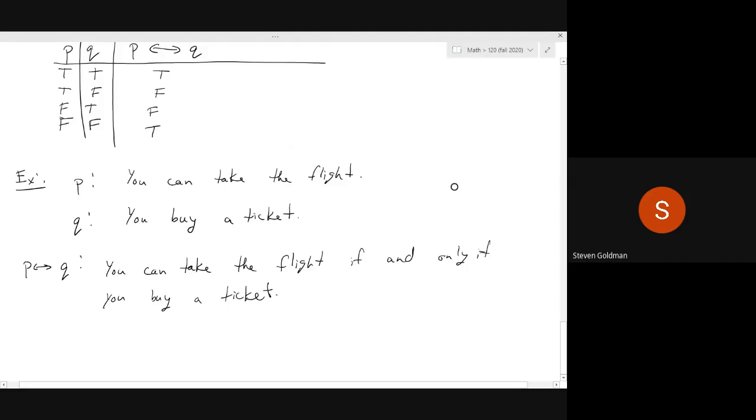You bought a ticket and you can take the flight. So it was a true sentence. Okay, it wasn't a lie. All right. Let's go on to the second case, where P is true, but Q is false.